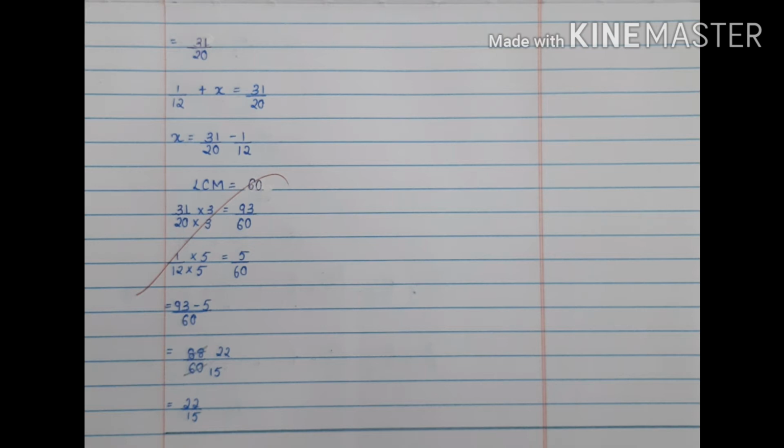So we must do the same to the next number, minus 1 by 12, which gives us minus 5 by 60. So now we must subtract both the numbers, 93 by 60 and minus 5 by 60, which can be written as 93 minus 5 by 60, which will give us 88 by 60. So 88 by 60 can also be simplified into 22 by 15. So your answer is 22 by 15.